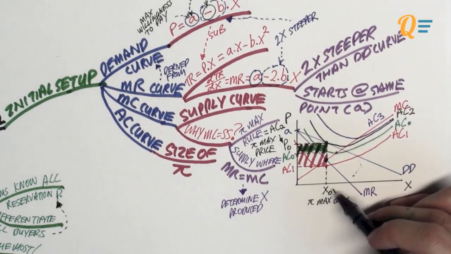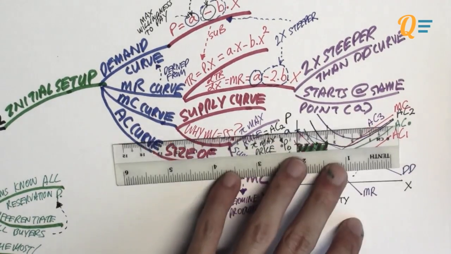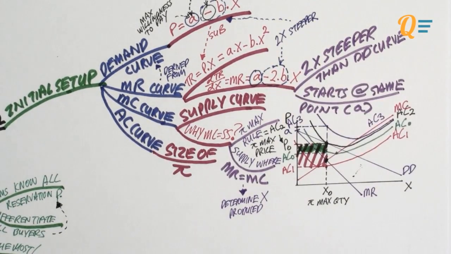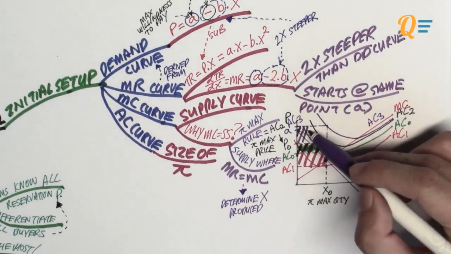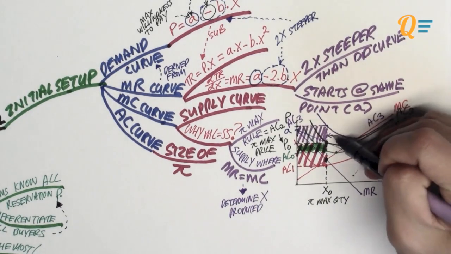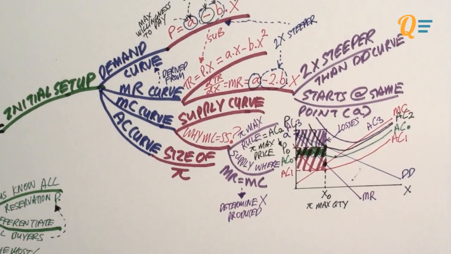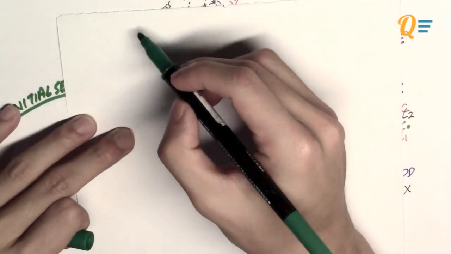And if the AC curve were to shift up to this level, what you'll see is that the average cost is now over here, and the average cost is now higher than the price. So when the cost is higher than revenue, you get the purple portion, which represents the losses that the monopolist is making. So that is how we identify profits and losses on the graph.